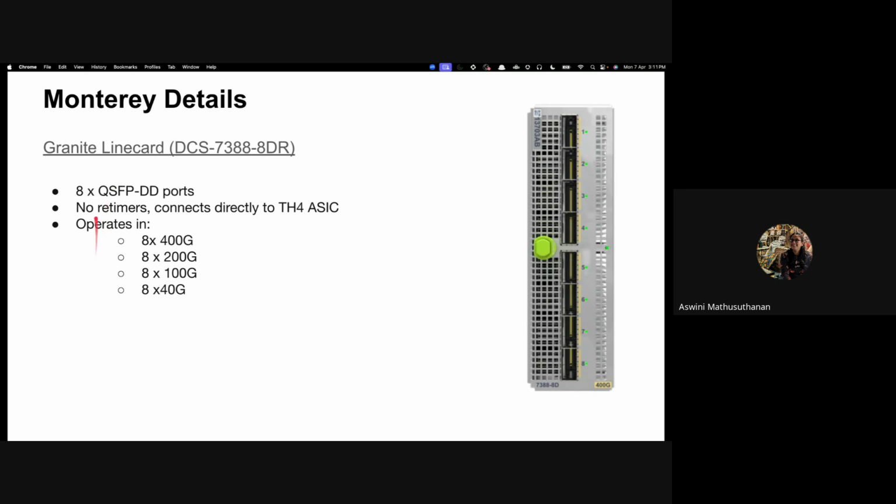Again, this is another type of line card, the Granite line card. No retimers for this, so it's directly similar to all the other line cards. It's connected directly to the TH4 ASIC. It operates at all the below speeds: 100, 40, 100, 200, and 800.